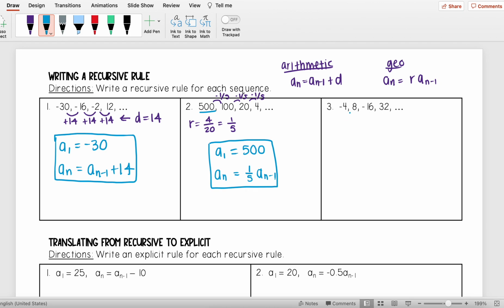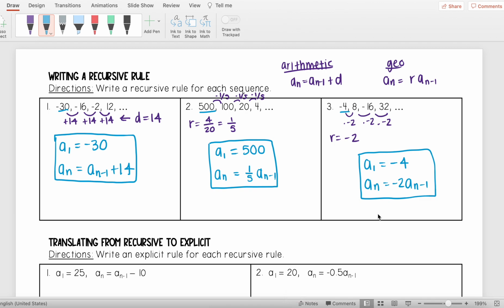Okay, go ahead and pause the video and try to do number 3. So the answer that you should have gotten here was a1 equals -4, and then an is equal to -2 times an minus 1.